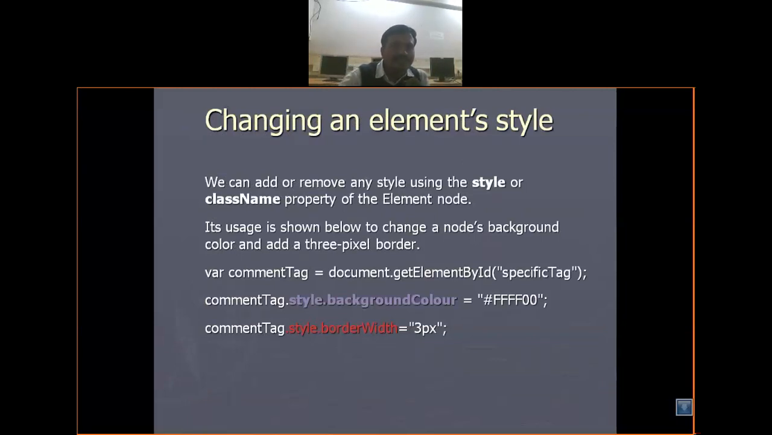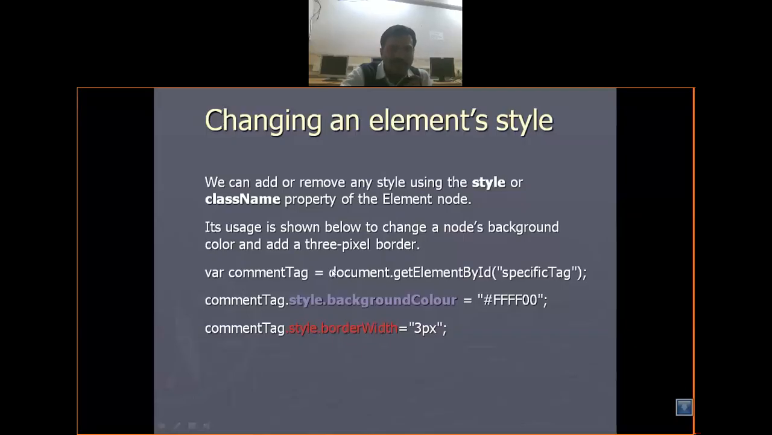Then, when changing something related to style, we can add and remove any style using the style or className property of the element node. Its usage is shown below to change the node's background color and add a 3 pixel border. document.getElementById specific tag, then I write a comment tag. This is a comment tag dot style dot background color.